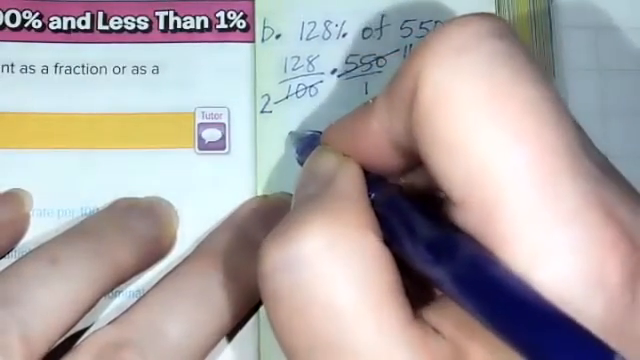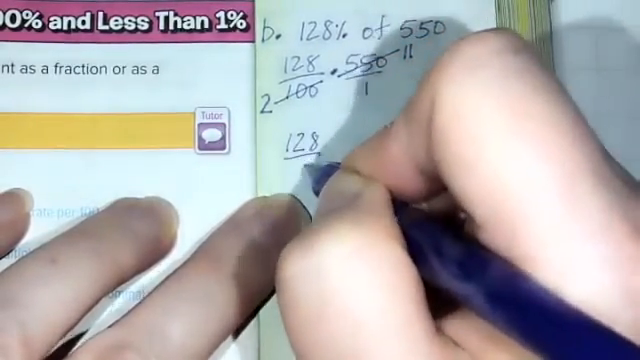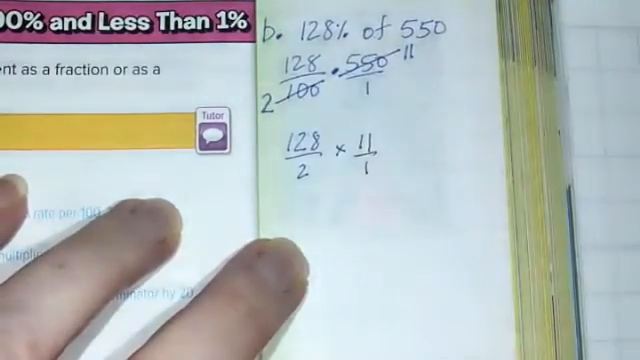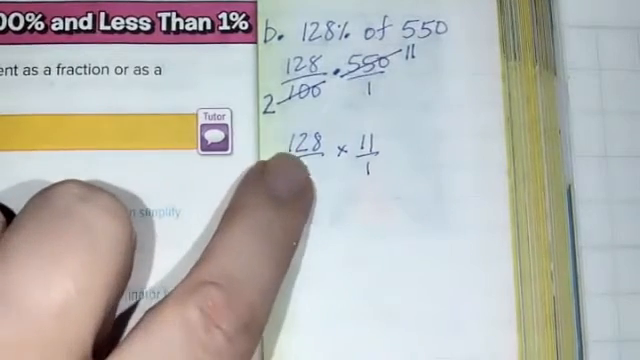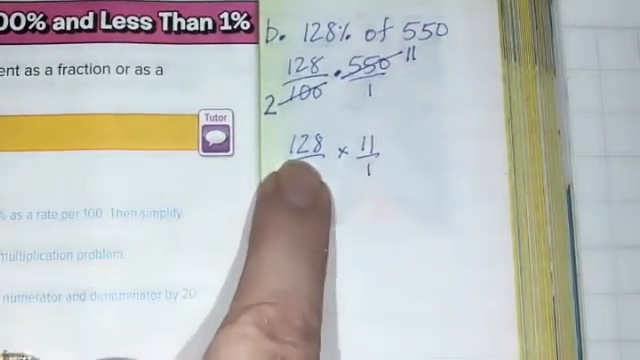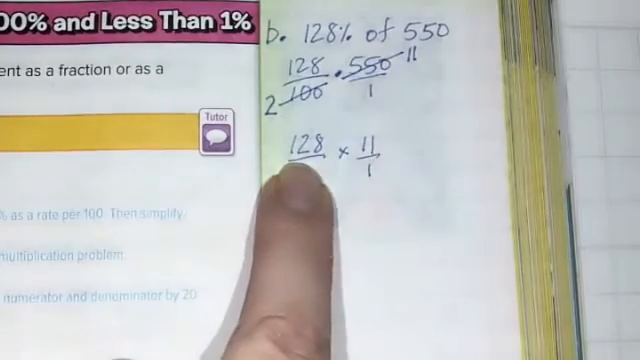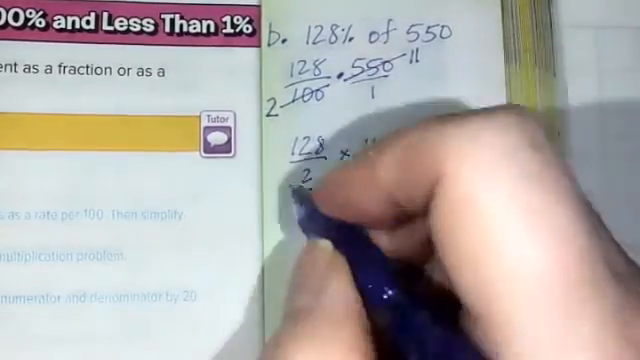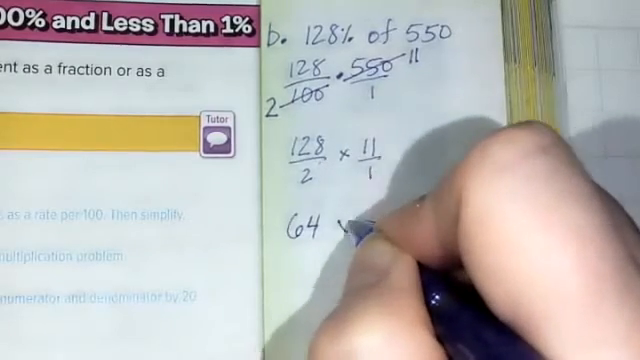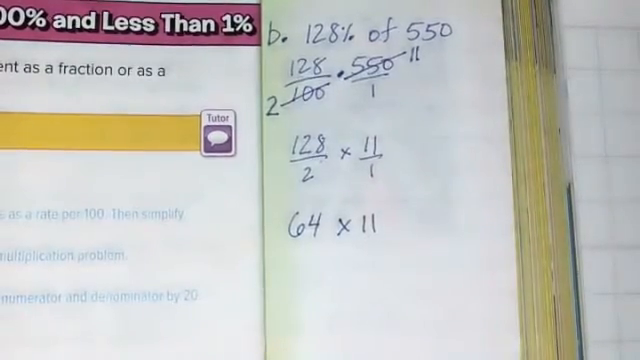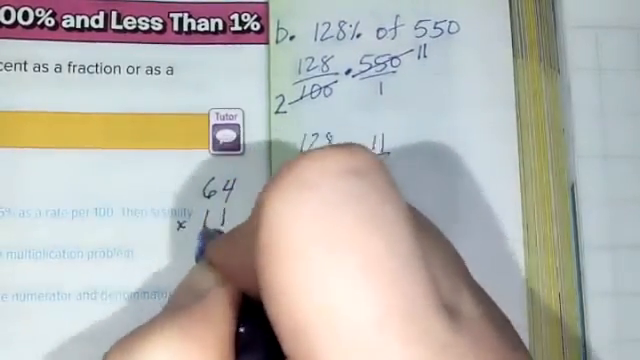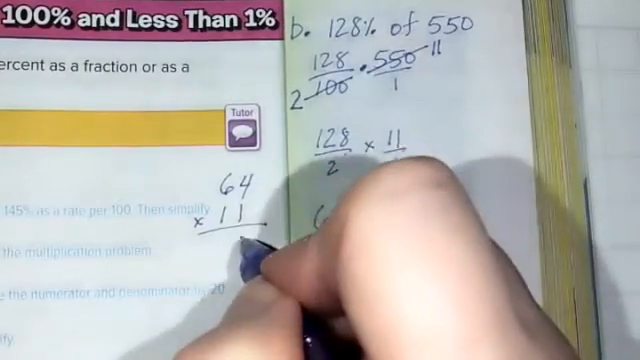So now my new problem, which I can simplify that first fraction, you might have noticed that already. 128 over 2 times 11 over 1. So 128 over 2, I see that half of 120 is 60. Half of 8 is 4. So 128 divided by 2 can actually be simplified to 64. So then we have 64 times 11. So I'll do that math over here.